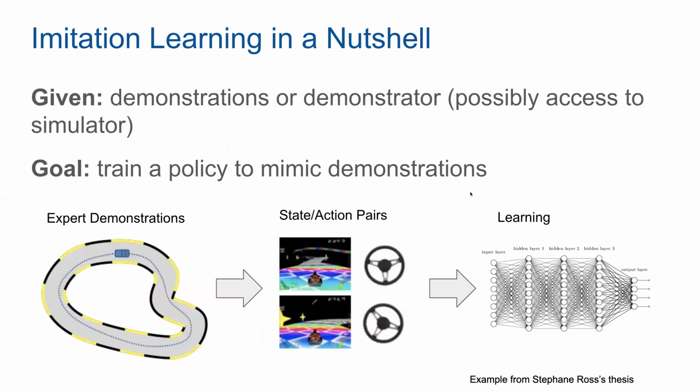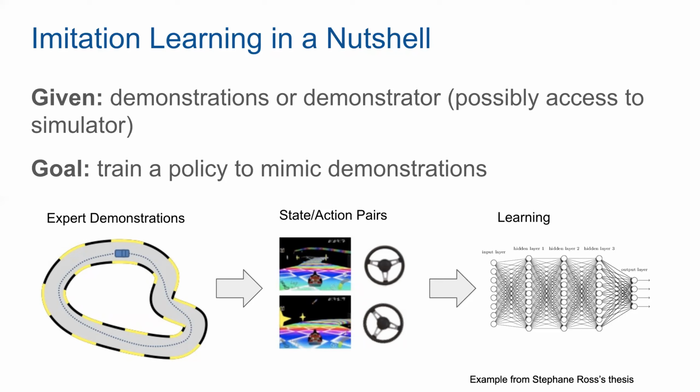Sorry, skipped one slide. Imitation learning in a nutshell. In imitation learning, we assume that we're given demonstrations or access to a demonstrator. Sometimes we assume access to the simulator, although it's not strictly speaking necessary for all forms of imitation learning. Then the goal is to train a policy to mimic the demonstrations. So you have these expert demonstrations of, in each state, what action the expert did.